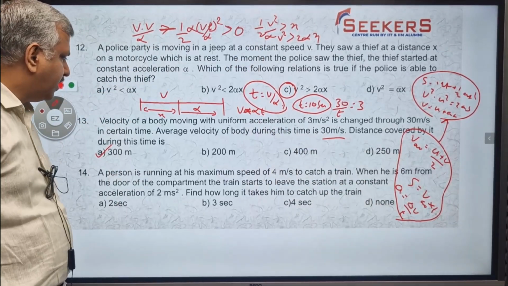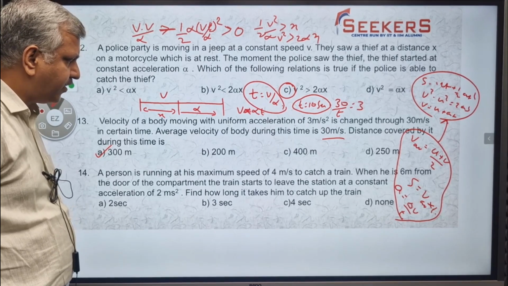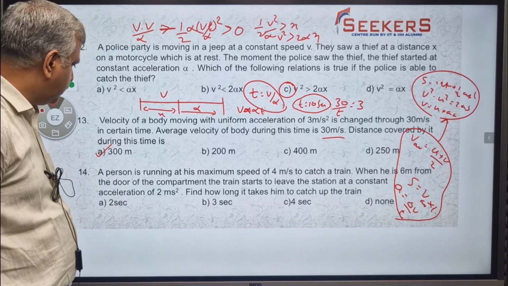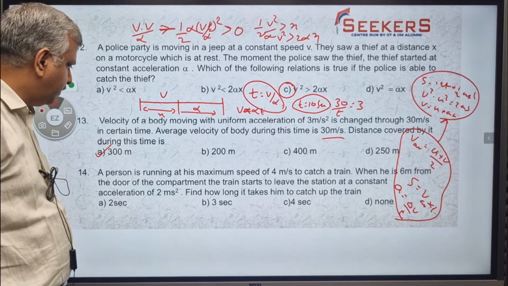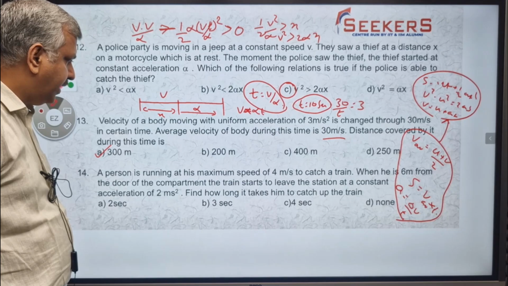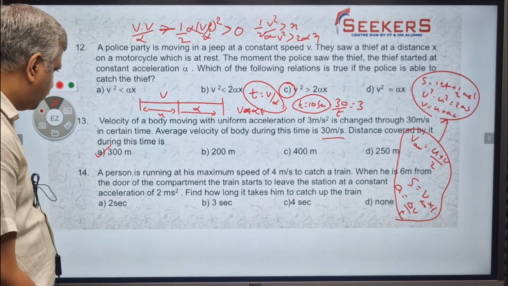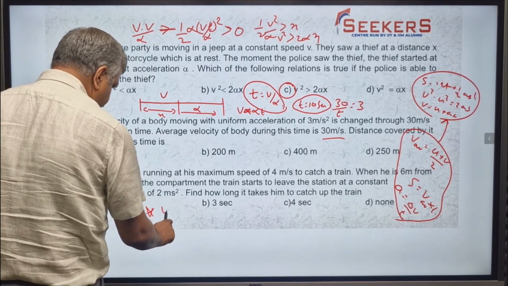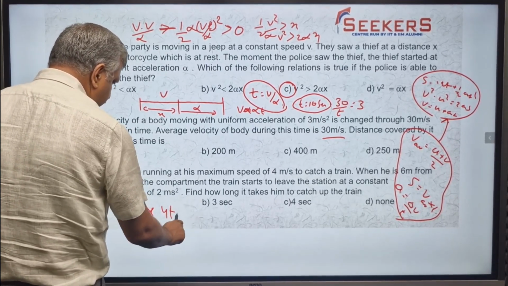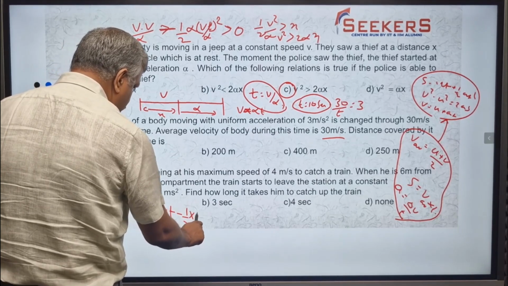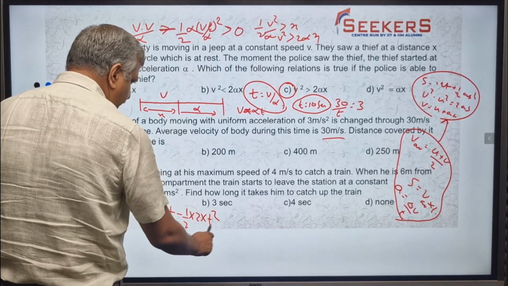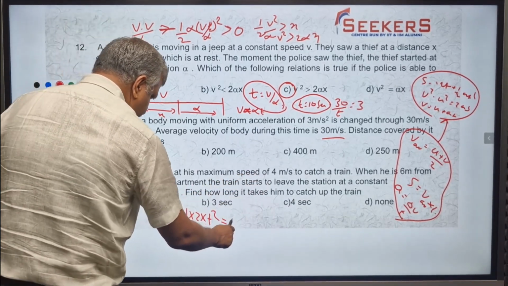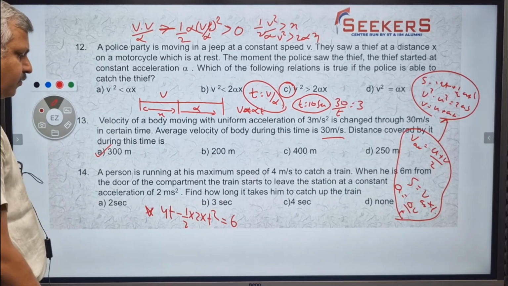A person is running at his maximum speed of 4 meters per second to catch a train. When he is 6 meters from the door of the compartment, the train starts to leave at a constant acceleration of 2 meters per second squared. Find how long it takes him to catch up with the train. No problem, assuming he takes time t. So the distance traveled is 4t. During the same time, the train would have travelled half into 2 into t squared, and this should be equal to the distance separating them. So the distance separating them is 6 meters. So if I get the value for t, my job is done.